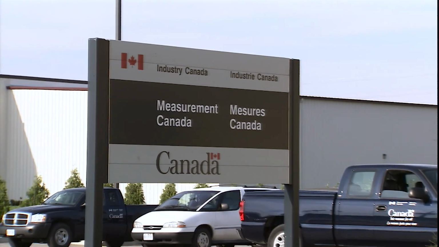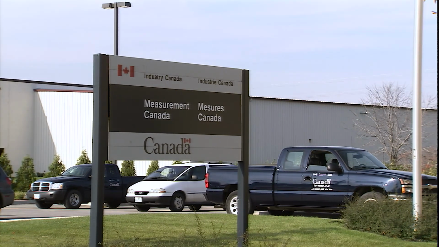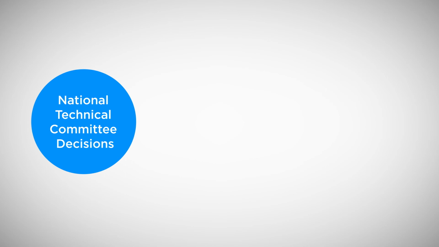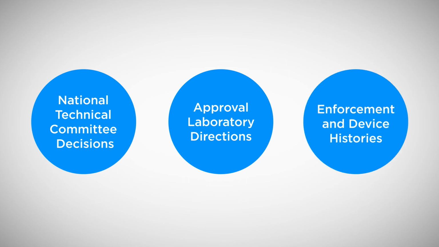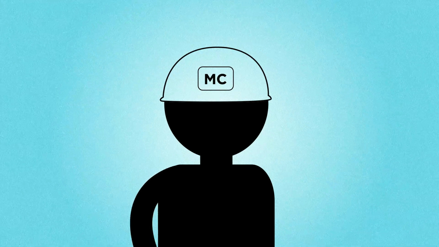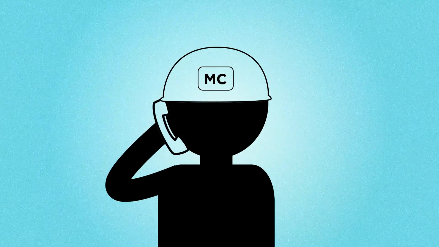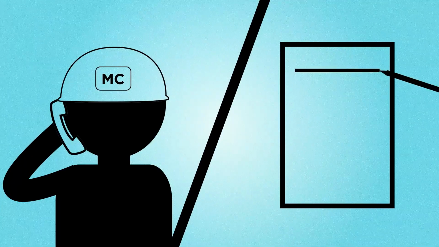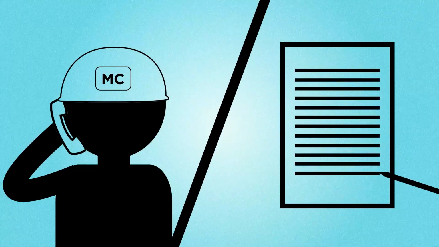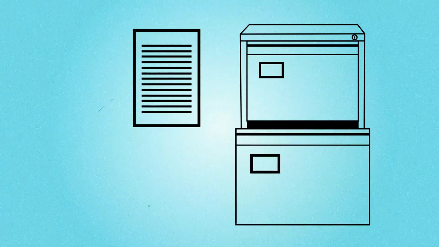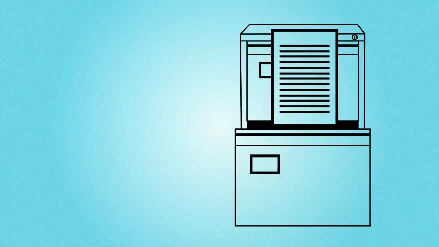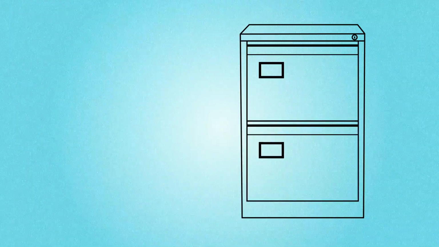Measurement Canada technical references have exclusive access to National Technical Committee decisions, approval laboratory directions, such as recent modification of approval letters, known as MALs, as well as enforcement and device histories. In cases where you have been provided specific direction from a Measurement Canada technical reference, you must clearly record the situation, the device in question, and the Measurement Canada technical authority that assisted, and all details of that exchange. Supporting information and, where applicable, pictures or drawings to illustrate the issue should be kept for future reference.